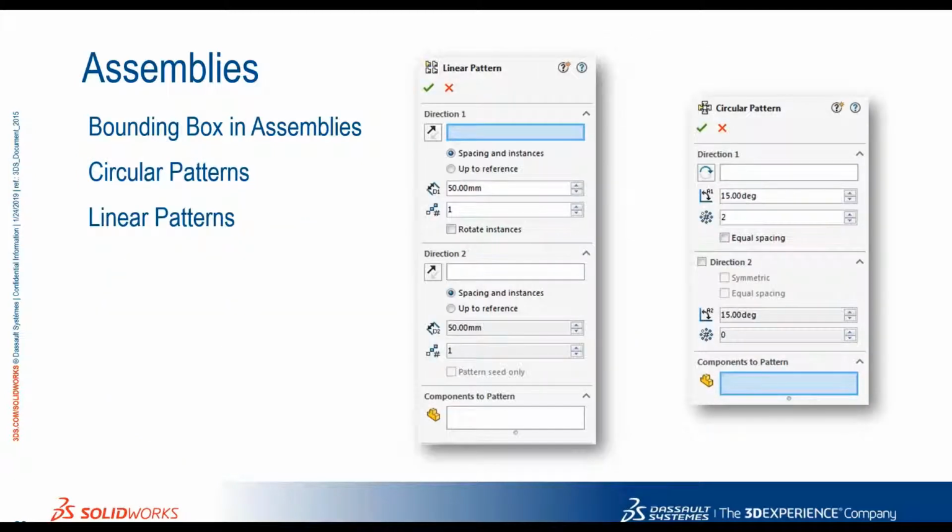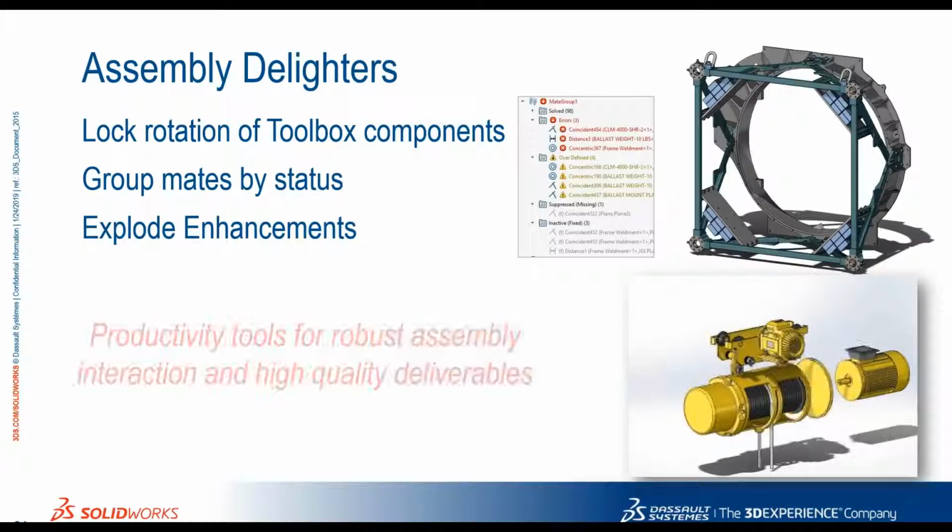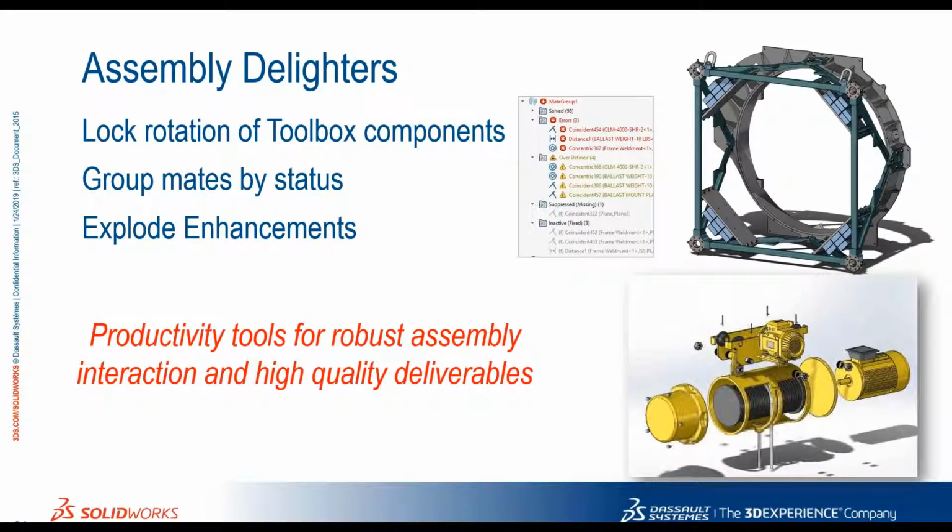Component patterns within assemblies have seen improvements. Circular patterns now offer 2 directions, as well as linear patterns now have up to reference. So these are common in the part level patterns, but we can now do these in assembly component patterns. And these enhancements allow us to better organize and control our assemblies with the lock and rotation, so we don't have to worry about that when we bring in toolbox components.